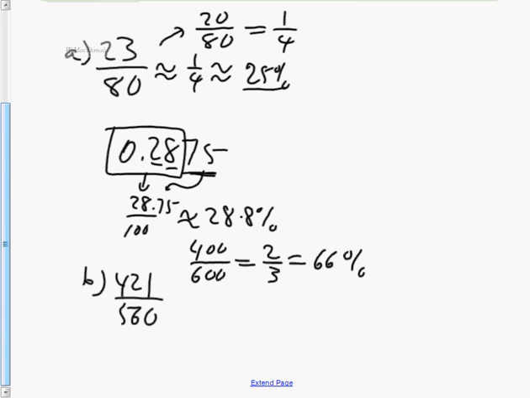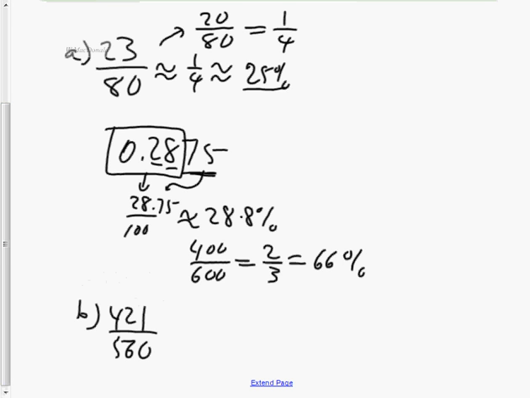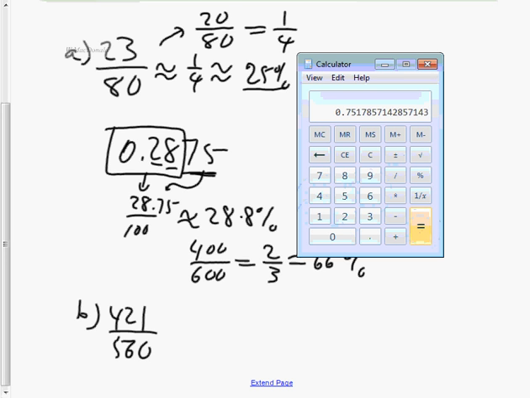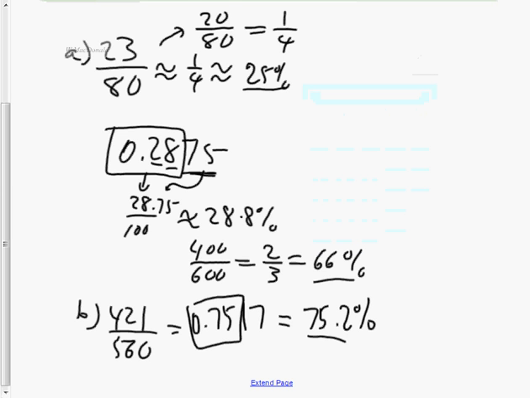So when I take my calculator and go 421 divided by 560, I get, did I do that right? Must have been. Just double check. 421 divided by 560. Yep. It is approximately 0.7517, which is approximately 75.2%. Not too far off from my estimation.